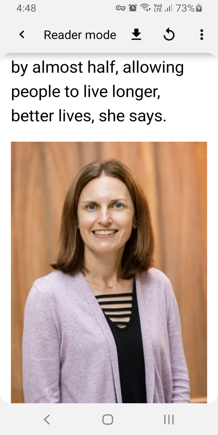A diet rich in fruit, vegetables, grains and legumes may also reduce the risk of cognitive decline, such as Alzheimer's disease, by almost half, allowing people to live longer, better lives, she says. 2. Get regular health screenings.